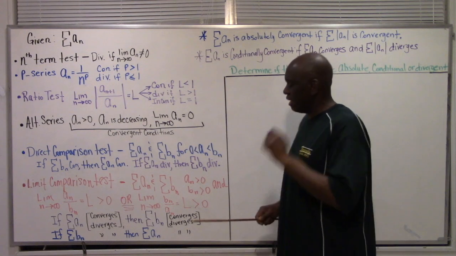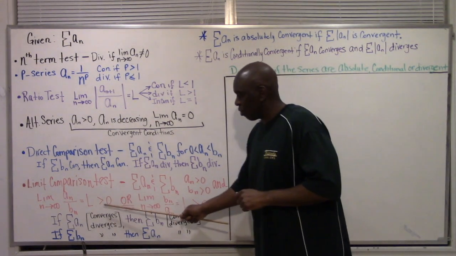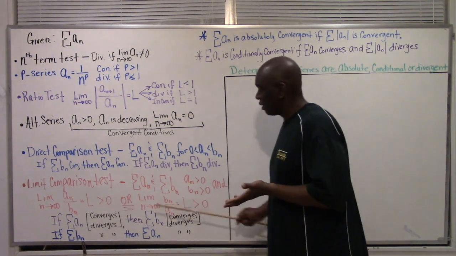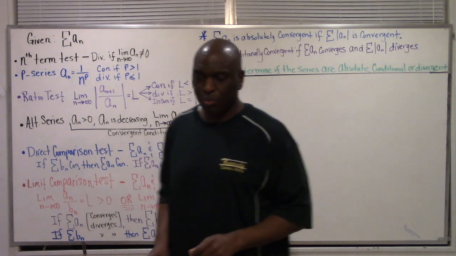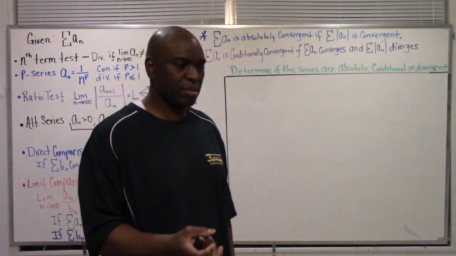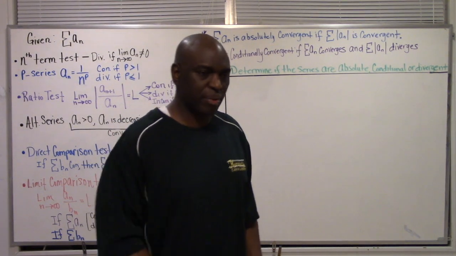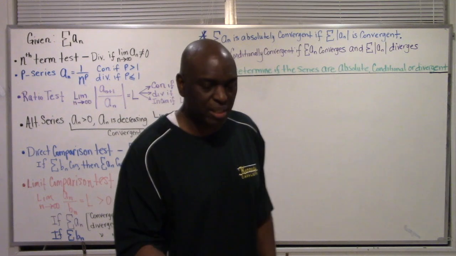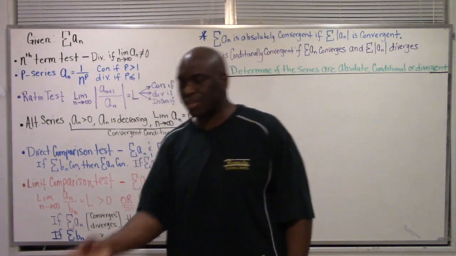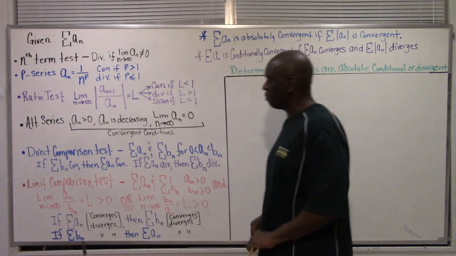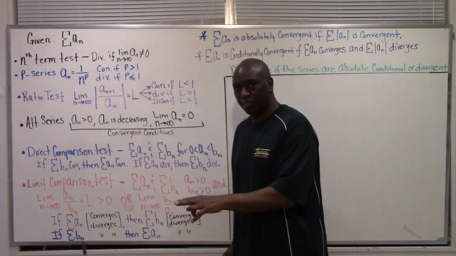Okay? If the limit L is greater than 0, on either this ratio or this ratio, then what that means is if a_n converges, then b_n converges. If a_n diverges, then b_n diverges. If b_n converges, then a_n converges. If b_n diverges, then a_n diverges. That's all it means for the limit comparison test. What one is doing, so is the other.